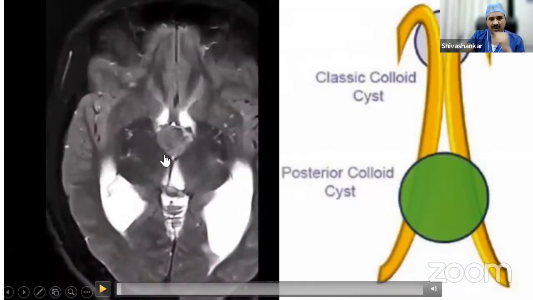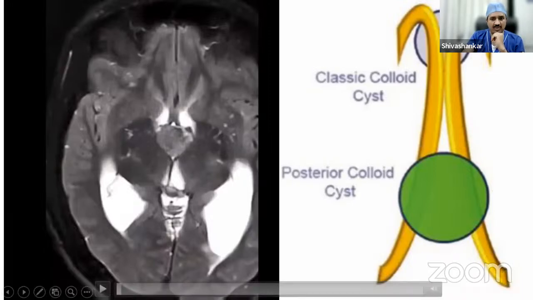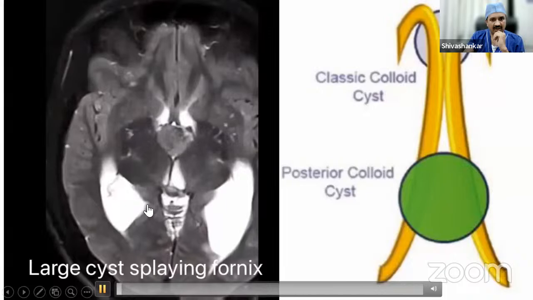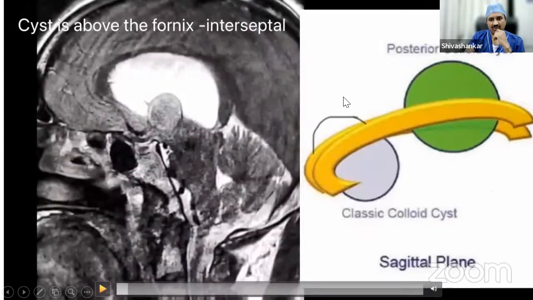Yeah, this is a case of colloid cyst here. You can see the colloid cyst. It is quite large. This colloid cyst was anterior near the foramen of Monro, and we should be aware of this anatomy with the fornices here. You can see the fornices anteriorly placed, and it was severely compressing the foramen of Monro. You can see that this colloid cyst is well above the fornices, coming into the septum in the interseptal region.